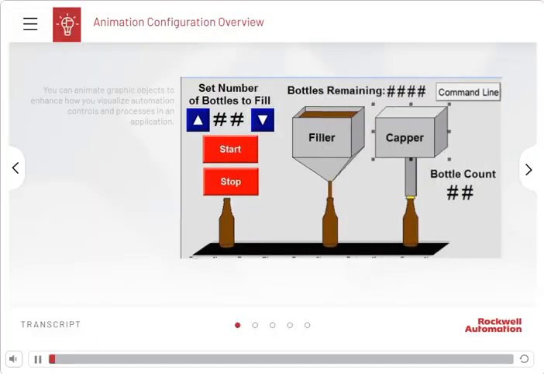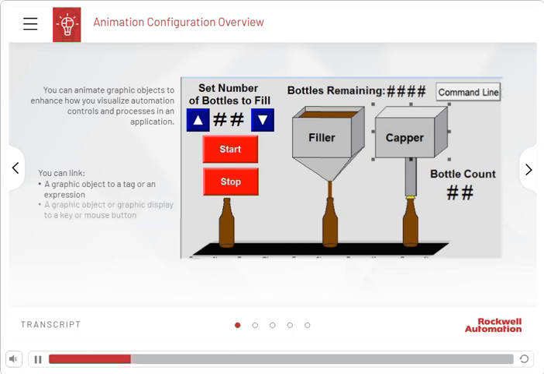In FactoryTalk View Site Edition, you can animate objects in graphic displays to enhance how you visualize automation controls and processes in an application. You can link a FactoryTalk View graphic object to a tag or an expression so that the graphic object's appearance changes when the value of the tag or expression changes.